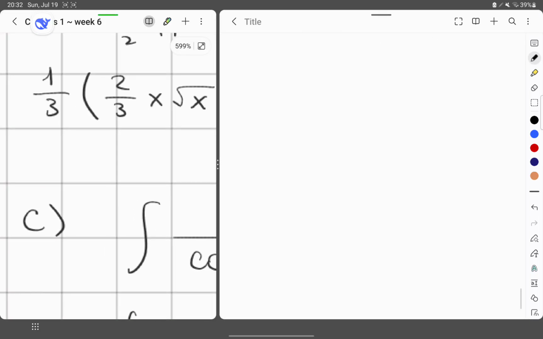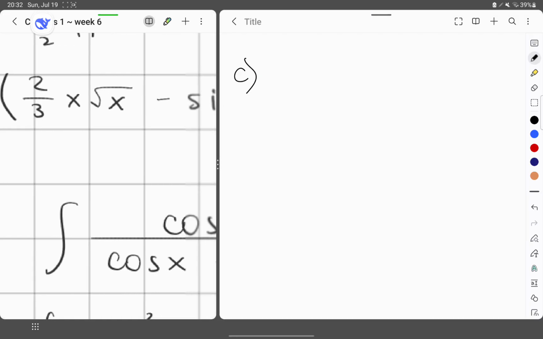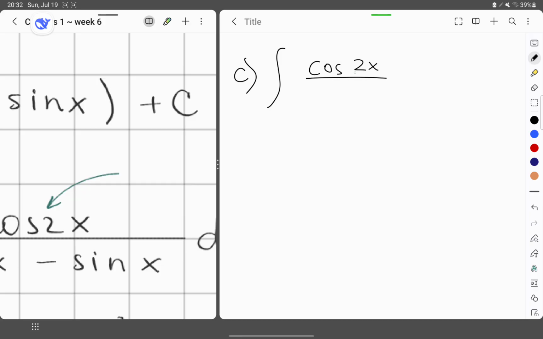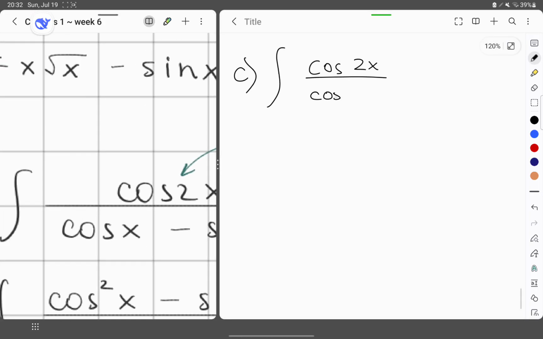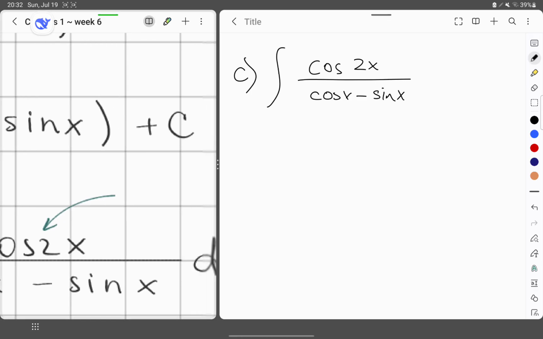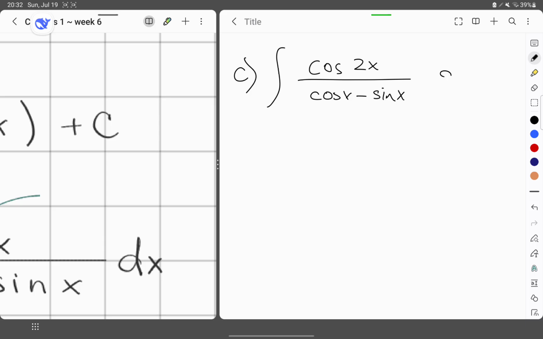What about C? Okay, integral of cosine 2x over cosine x minus sine x will be dx. Okay, cosine 2x equals to what? Cosine square x minus sine square x, or what?